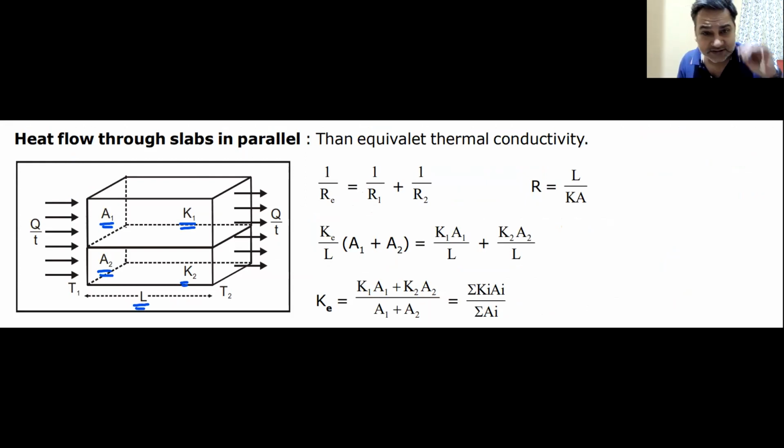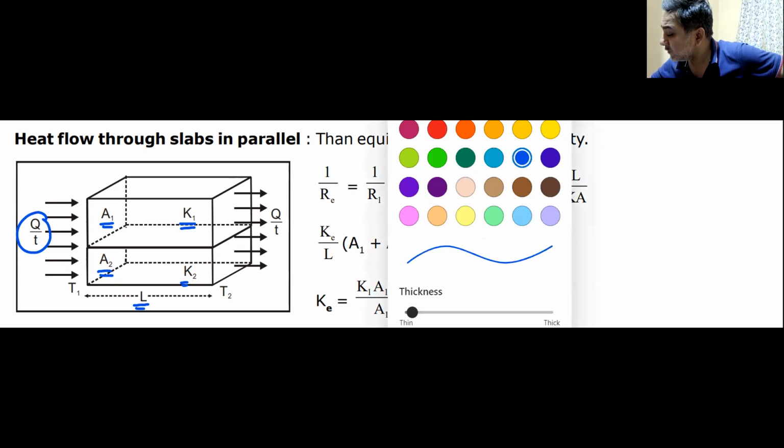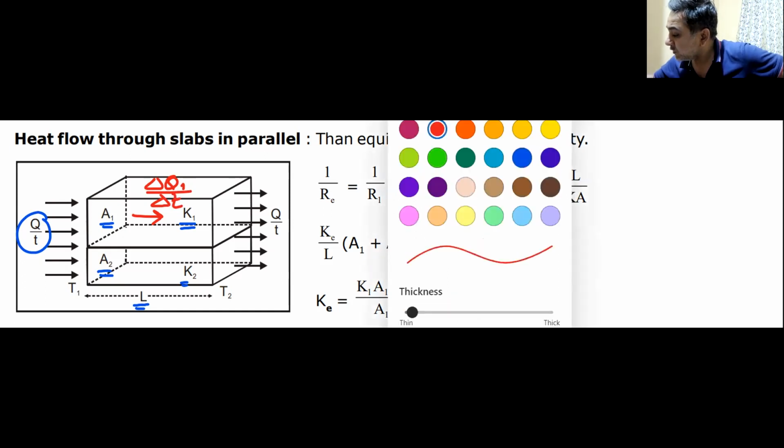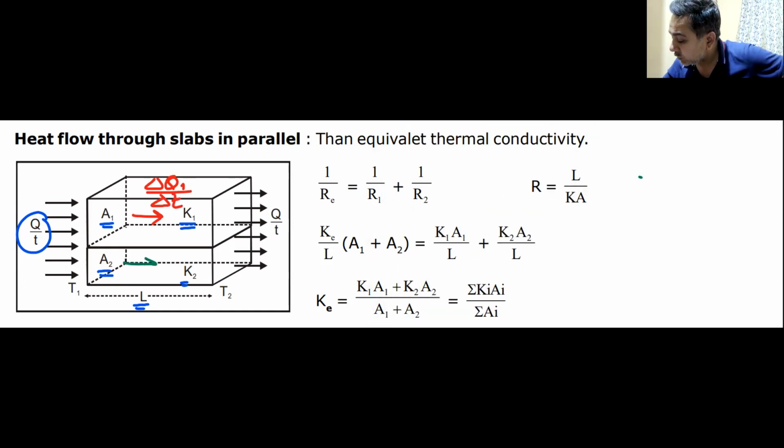Now, the question is, does the same heat current flow through them? The answer is no. The same heat current will not flow through them. The total heat current is Q by T or delta Q by delta T. The heat current in the upper rod, the red one, is delta Q1 by delta T. Whatever heat current flows in the lower rod is delta Q2 by delta T. Are we noting it down?